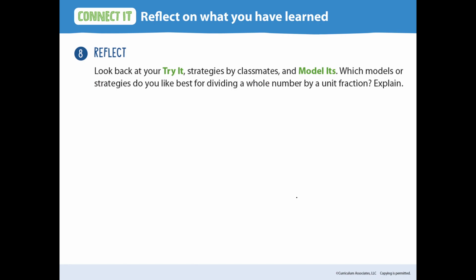Some of the strategies that we've used are drawing a model or a diagram. We've also used a number line. We have an equation that we can use where we keep the first number, change division to multiplication, and flip the second number upside down. And we've also looked at a strategy where we find common denominators.